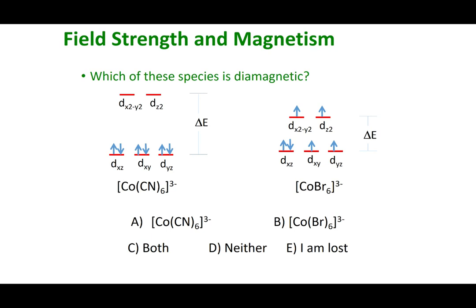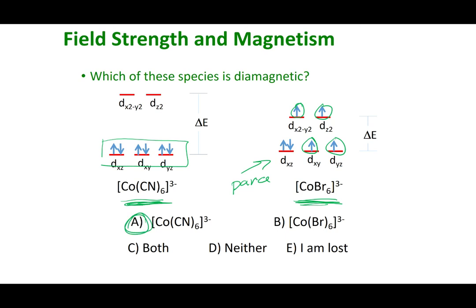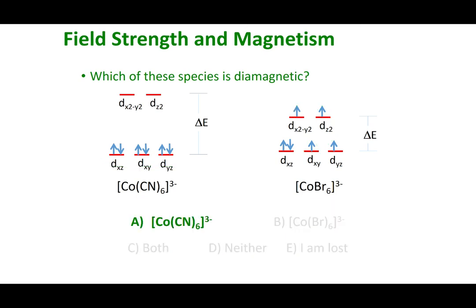For our first question, I'm asking you to remember some vocabulary. We have our cyanide case and our bromine case. One is going to be our low spin case, one is going to be our high spin case. And remember what the word diamagnetic means. Diamagnetic means that all my electrons are paired. In my low spin case, all my electrons are paired up. However, in my high spin case, I have unpaired electrons. So this one is going to be paramagnetic, and the one that is diamagnetic is going to be choice A. Hopefully you can see that magnetic properties can be predicted by which ligand I have and how much it splits my d orbitals.